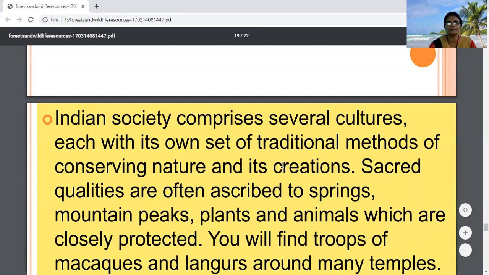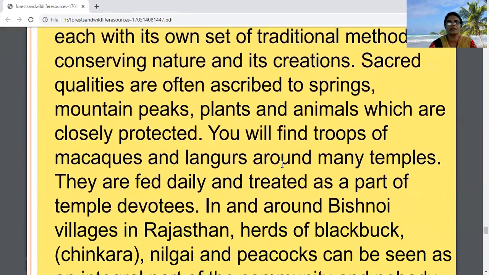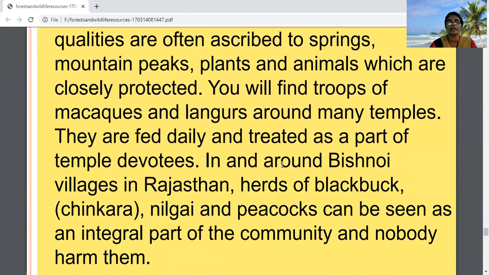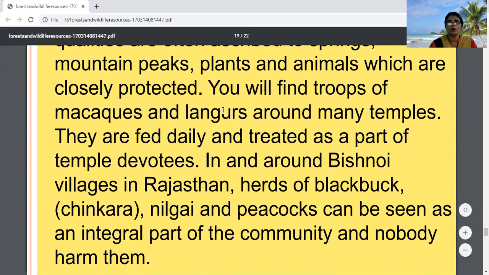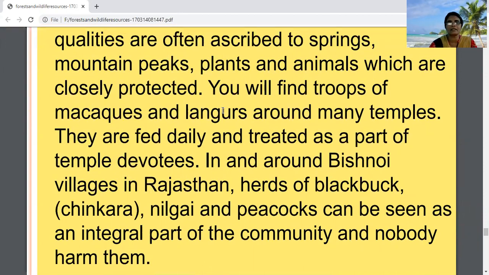Sacred qualities are often ascribed to springs, mountain peaks, plants and animals, which are closely protected. We not only protect plants and trees, we protect mountain peaks and animals. And also, we find troops of macaques and langurs around many temples. We protect them. That is our culture. That is our tradition. They are fed daily and treated as part of temple devotees because it is our belief. We follow those beliefs. We never question such things. No science can question such beliefs because we follow them.